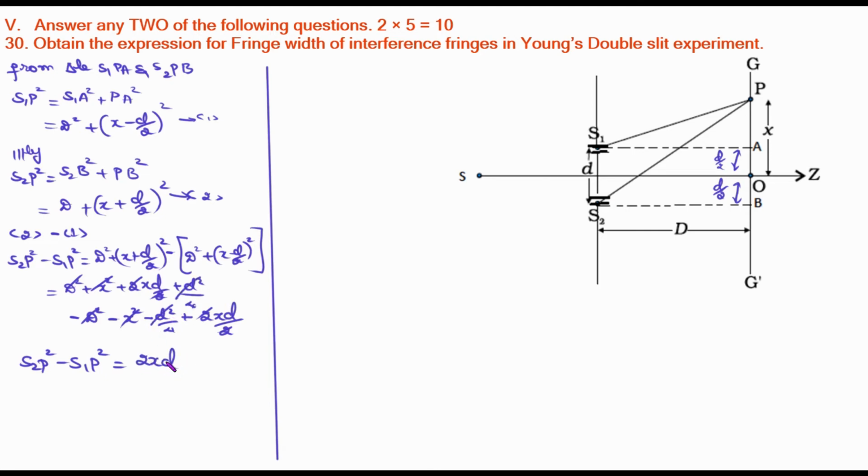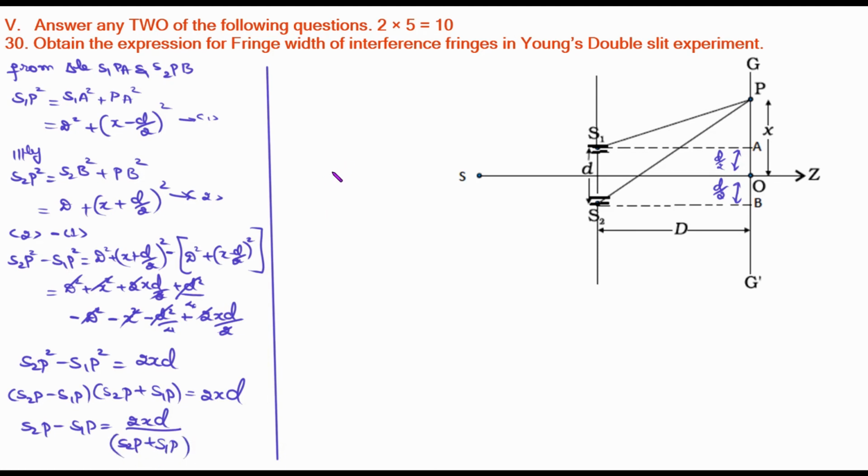2xd you will have. This S2P square minus S1P square is in the form a square minus b square. If you expand, you will have S2P minus S1P into S2P plus S1P, that is equal to 2xd. Now I need only S2P minus S1P. So S2P minus S1P is equal to 2xd divided by S2P plus S1P.